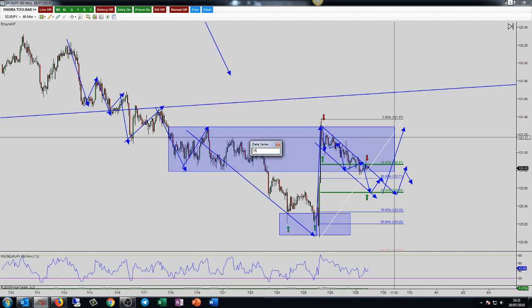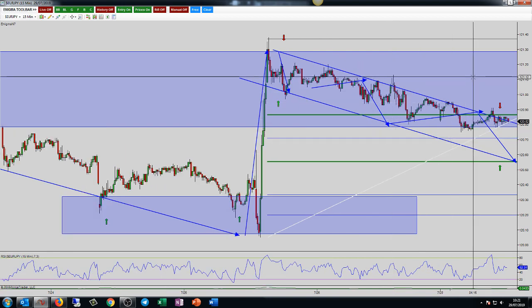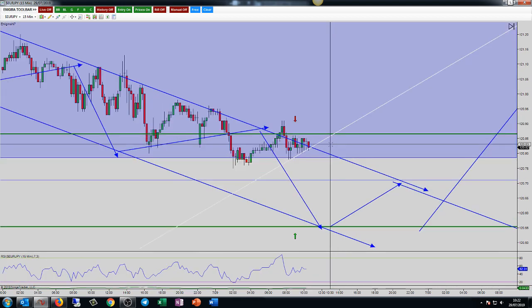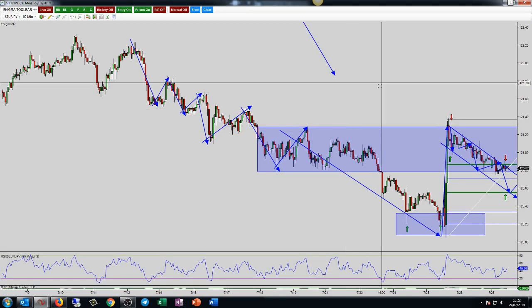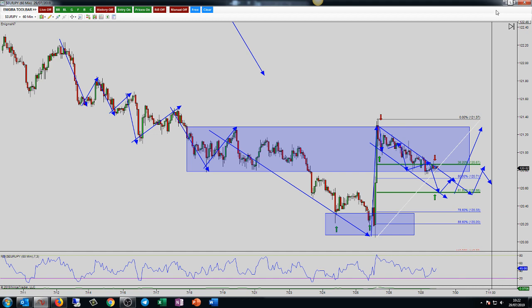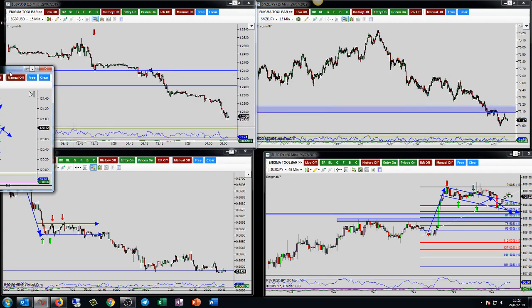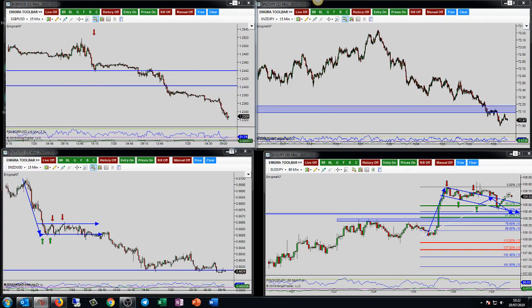So this is one that we're just going to have to wait and see what happens with it. If we take a look at the 15, there's just nothing here for me. Nothing here for me on the euro yen. Maybe this afternoon or tomorrow, guys. Any questions on that trade or on that currency pair even?